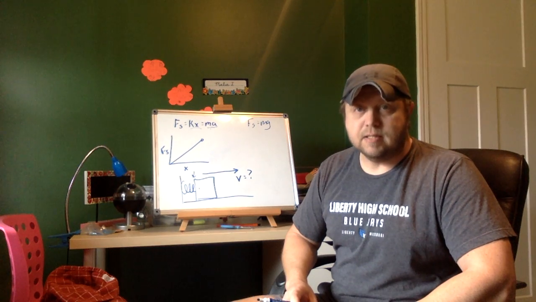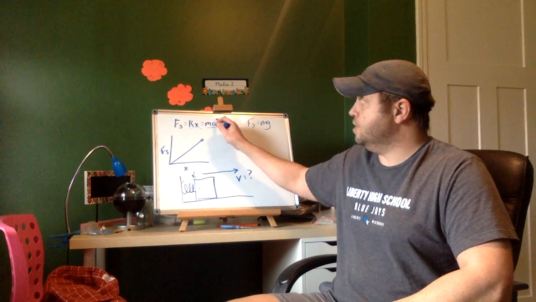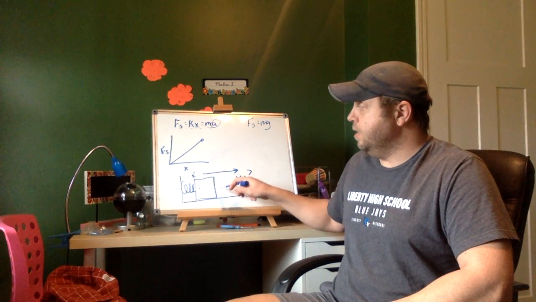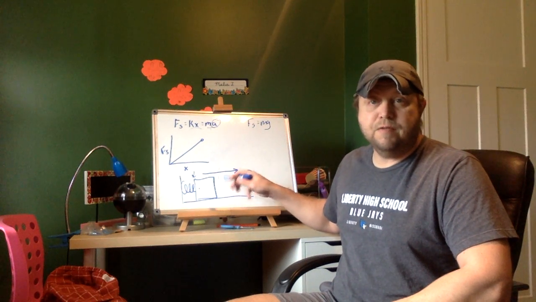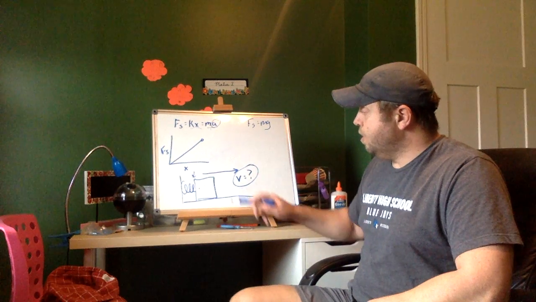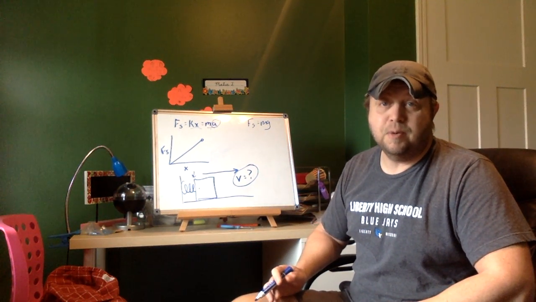We can find instantaneous accelerations. Like I could find the second that it's released, I can solve for a. I can find the acceleration at the halfway point. Obviously, once it's fully off the spring, the acceleration is 0. So what that means when we're solving for velocities is we have a changing spring force.